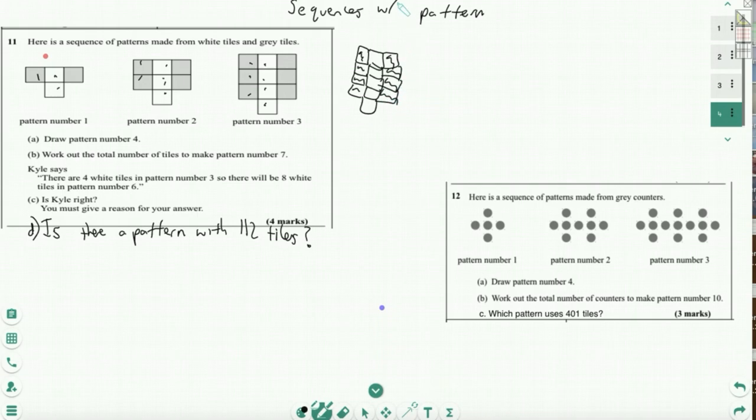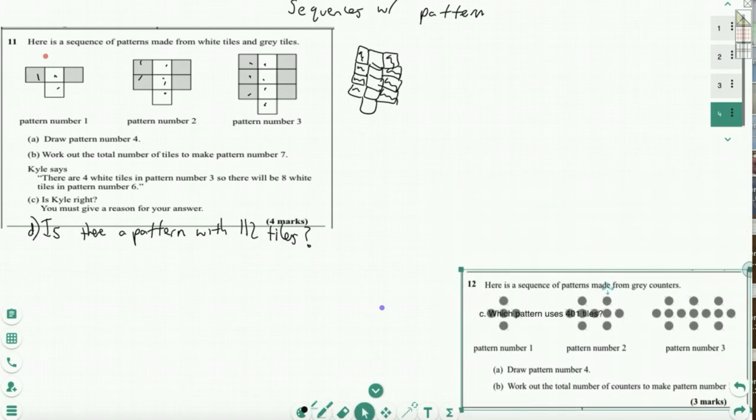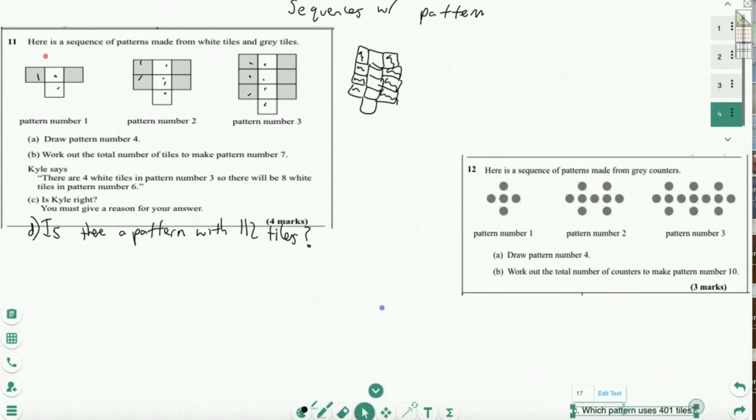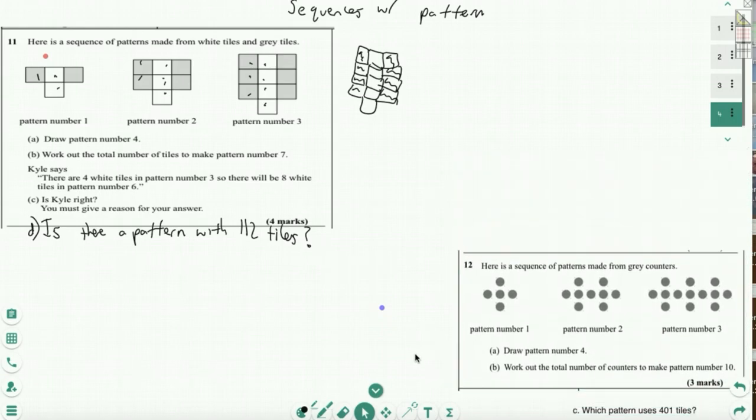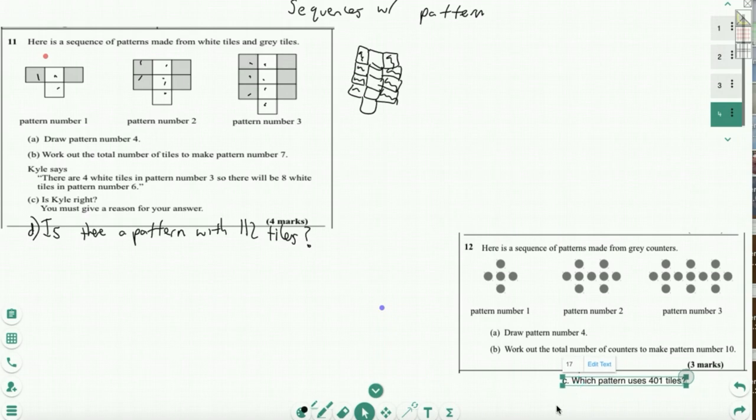Now the question is asking, work out the total number of tiles to make pattern number 7. So for pattern number 7, one way I could do this problem, guys, is to just keep drawing the pattern. So I have pattern 4, I could draw pattern 5, I could draw pattern 6, and I could draw pattern 7. That's like a really long time. So what we can do is we can just make our nth term. We're going up in patterns, so patterns, and we're counting the number of tiles.